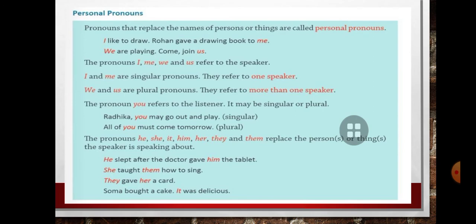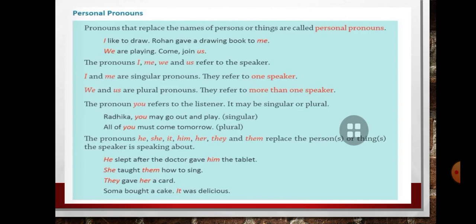The pronouns I, me, we, and us refer to the speaker. The speaker is the one who is speaking. I am the speaker here, and you are a listener because you are listening, and I am speaking. I and me are singular pronouns. They refer to one speaker. We and us are plural pronouns. They refer to more than one speaker. The pronoun you refers to the listener. It may be singular or plural.